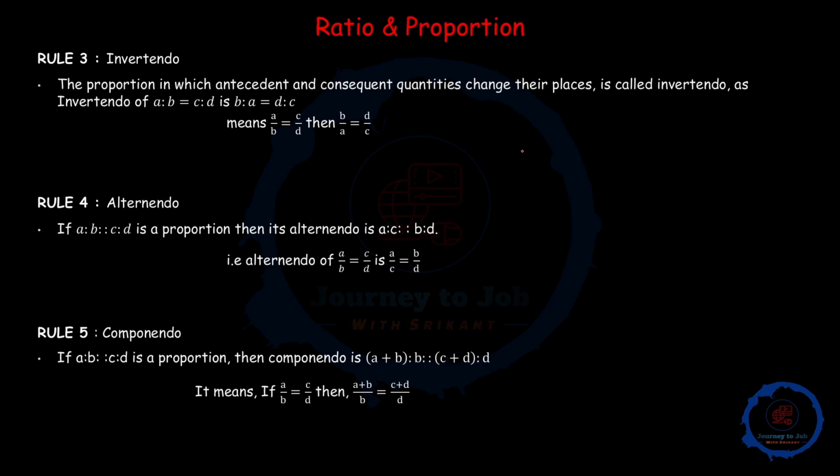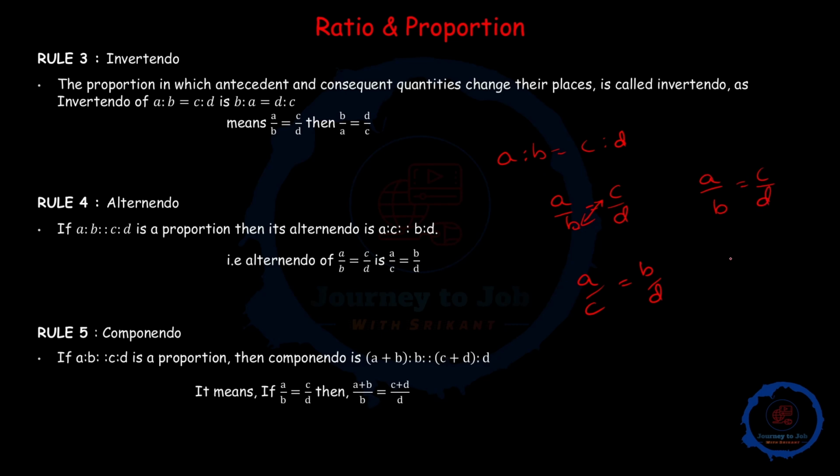Next, alternando means, same, A is to B is equal to C is to D. Then A by B is equal to C by D. Normally we know this. Then alternando means A by C is equal to B by D, meaning these two positions are interchanged. A by C is equal to B by D. This is alternando.